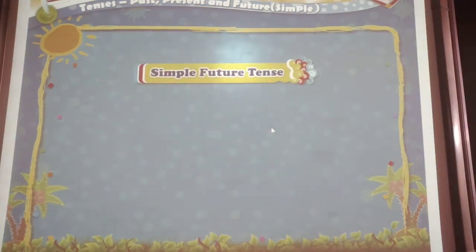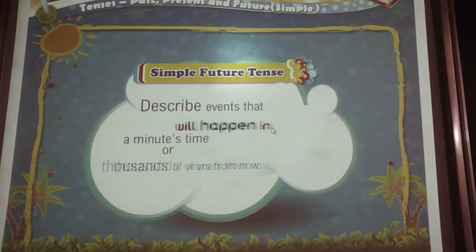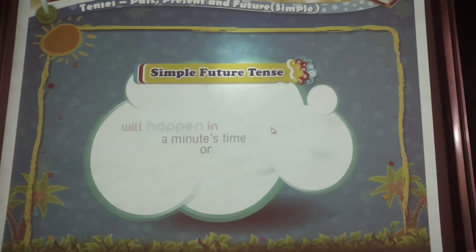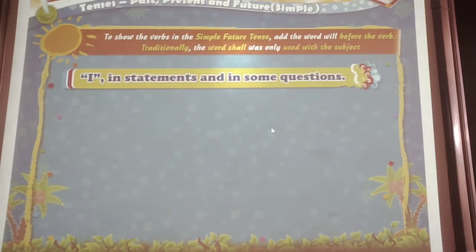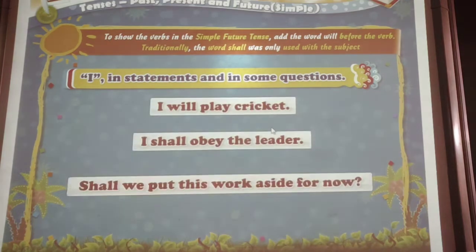Finally, we come to the simple future tense. We use the future tense to describe events that will happen in a minute's time or thousands of years from now. To show the verbs in the simple future tense, add the word will before the verb. Traditionally, the word shall was only used with the subject I in statements and in some questions.